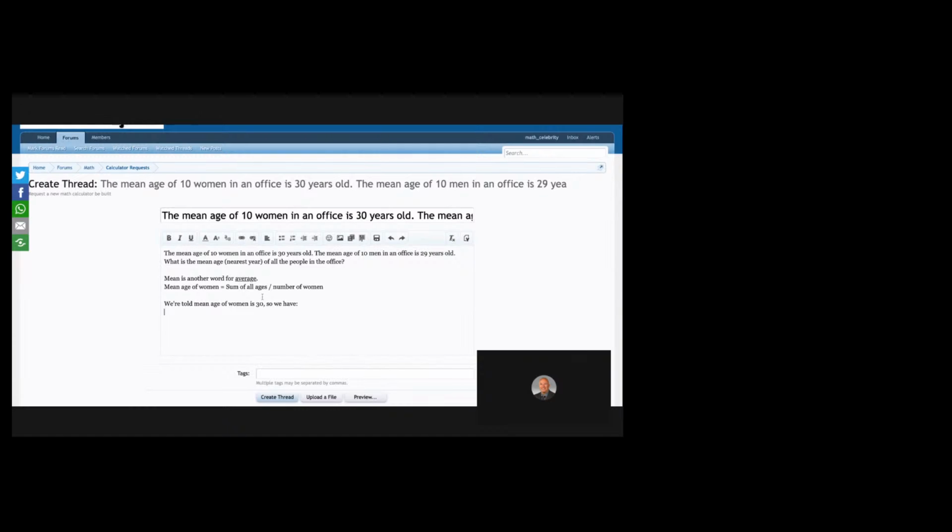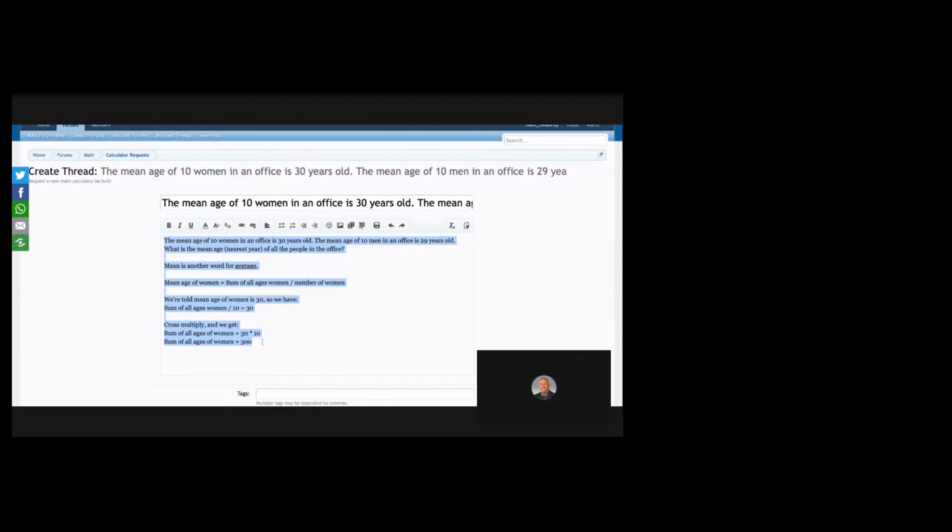So we have sum of all ages divided by 10, because there's 10 women in the office, equals 30, right? Cross multiply and we get sum of all ages of women. We should probably label this. All ages of women equals 30 times 10. Sum of all ages of women equals 300. Great.